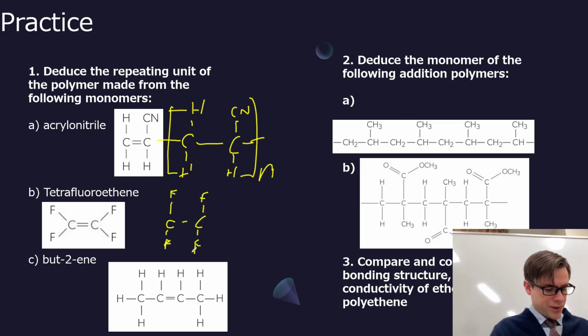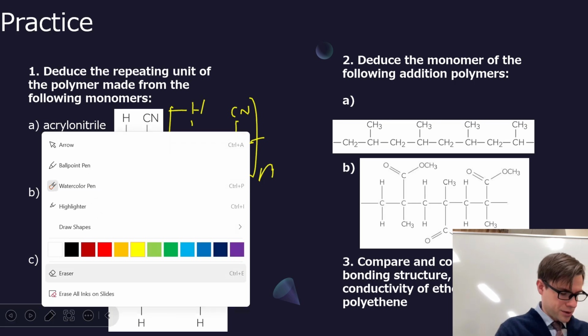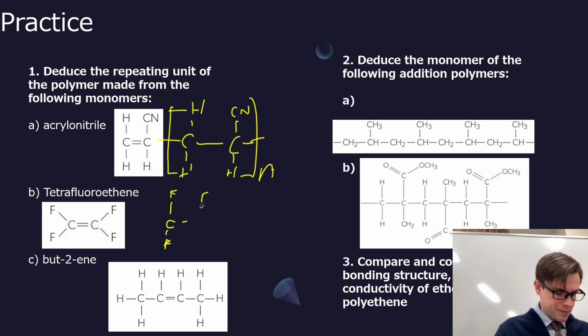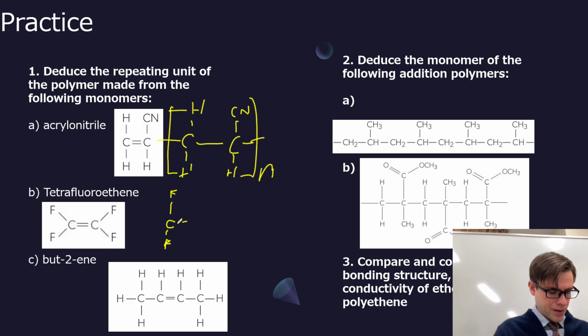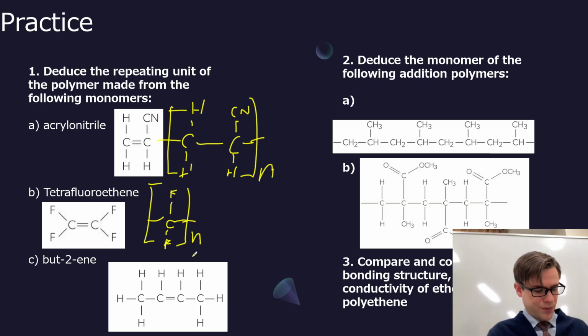Tetrafluoroethene, very simple, just fluorines attached above and below each carbon. Now, I made a little mistake here. You could actually just copy one single carbon, and that can be the repeating unit. So let me redraw that. This alone can repeat and create the whole polymer. So we'll just draw the square brackets on the left and right of that unit, n times will make the whole polymer.